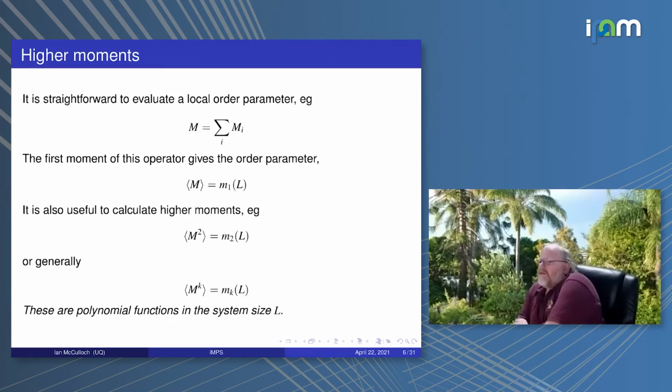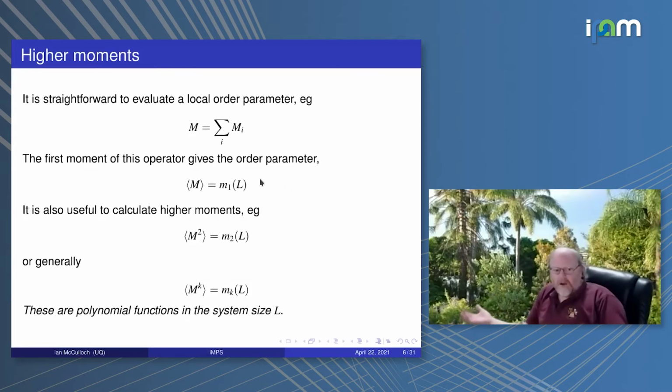So what we're going to do is calculate higher moments of our order parameter. Thinking in terms of a local order parameter, I'm going to define my global order parameter M as a sum over every site of some local parameter. Typically this would be, say, the magnetization. The sum of the magnetization on every site would be my order parameter. And we can express this in terms of moments. So I can write my expectation value of the magnetization as this moment function M1 as a function of L.